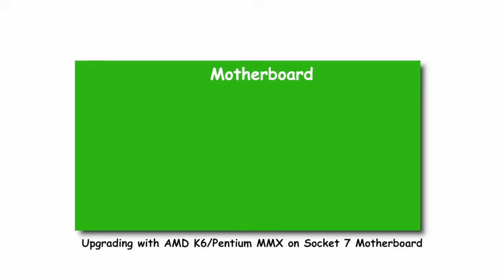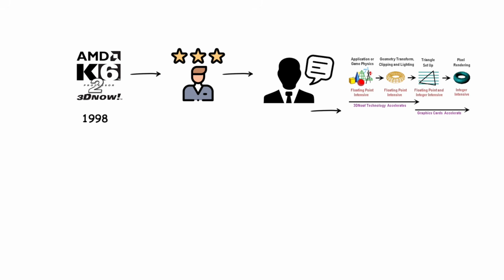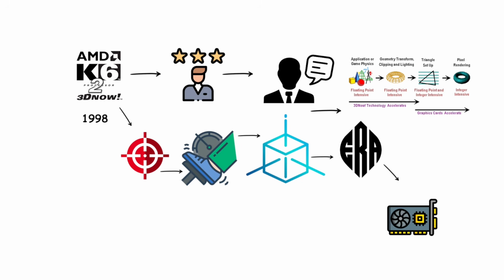They offered full support for the MMX multimedia instruction set, strong integer performance, and could fit into existing Socket 7 motherboards, which made them attractive for upgrades. The K6-2 in 1998 was especially popular because it introduced AMD's 3DNow! instruction set, aimed at accelerating three-dimensional graphics in an era before dedicated graphics cards were powerful.